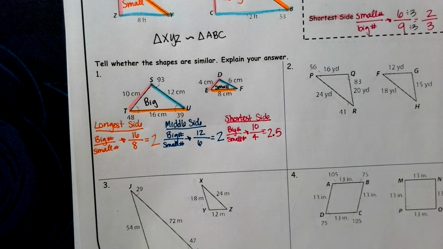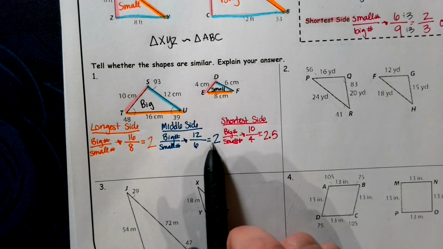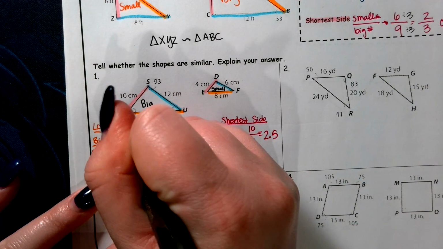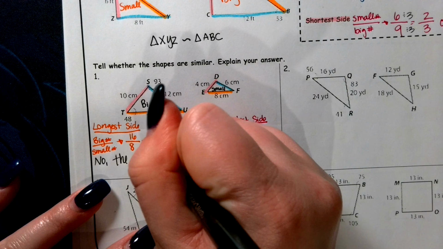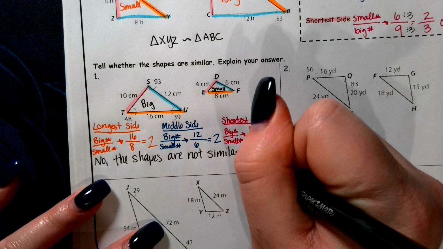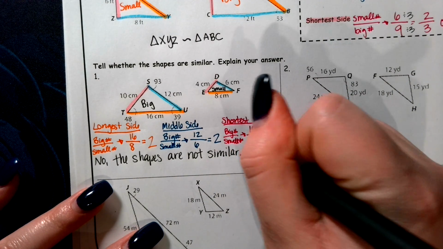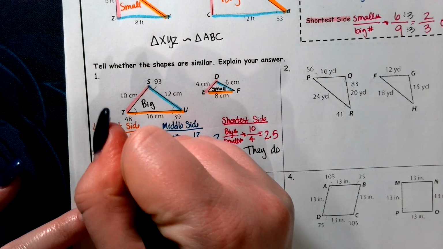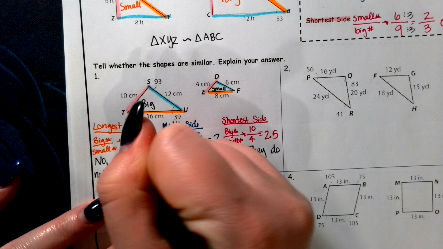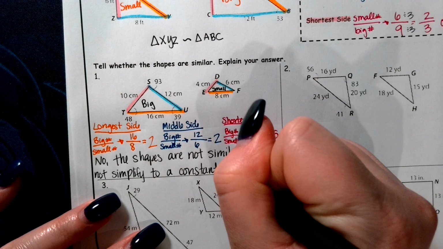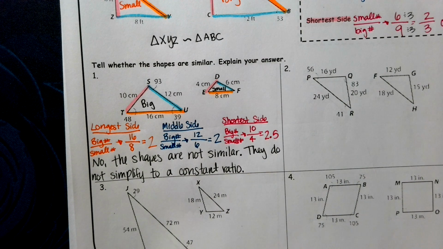So are these shapes similar? No, they are not. We have 2, 2, 2.5. So we would say no, the shapes are not similar. They do not simplify to a constant ratio. They are not similar.